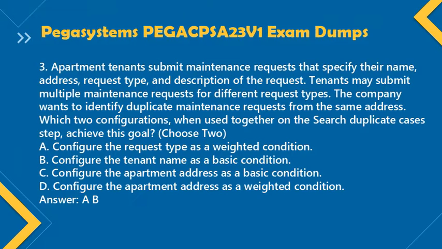This helps in accurately identifying duplicate requests of the same type from the same address. C. Configuring the apartment address as a basic condition is essential because the company wants to identify duplicate maintenance requests from the same address. By including the apartment address as a basic condition in the search for duplicate cases, the system can filter requests based on the address, allowing for the identification of duplicates originating from the same location.